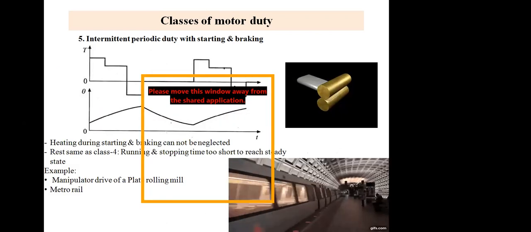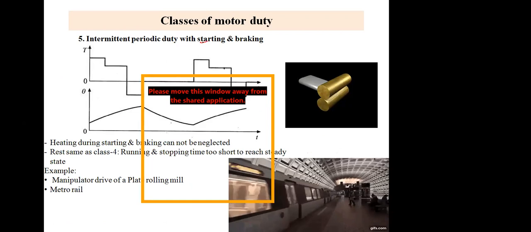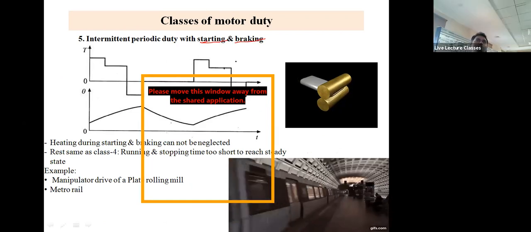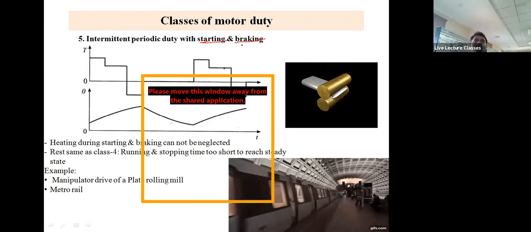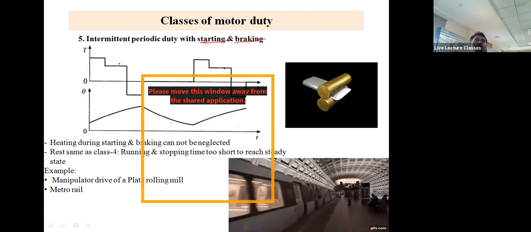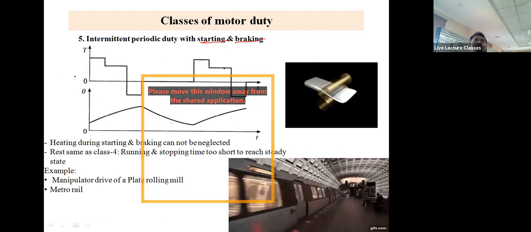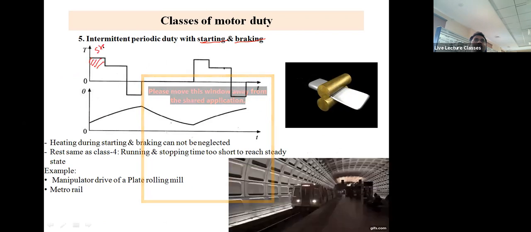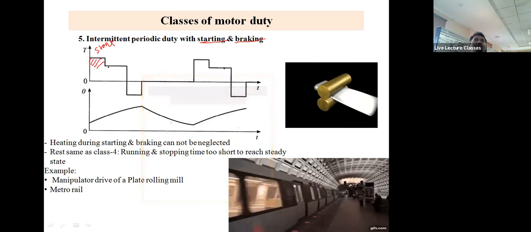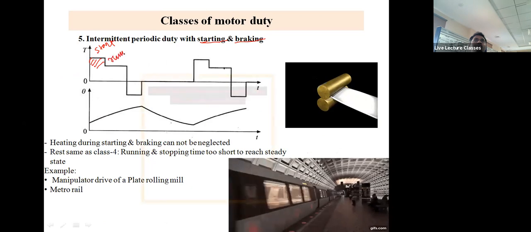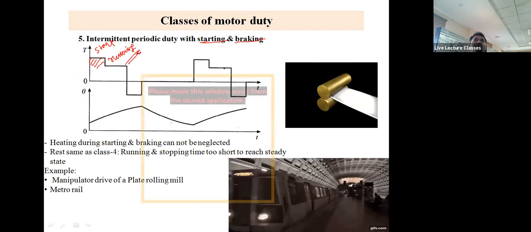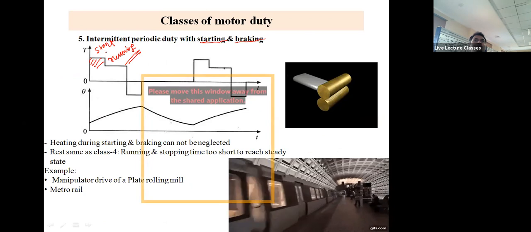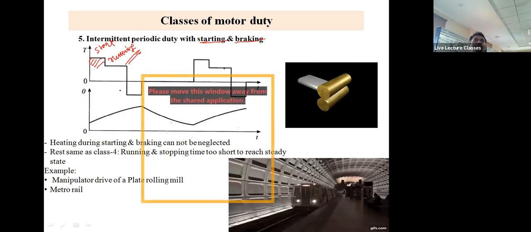Then here is the intermittent periodic duty with starting and braking also. So that's a big difference now. We have to start also and brake also. So this is the starting time. Then this is the running time. In the running time, the torque is a bit less. In the starting time, the torque is very high. And then this is the braking time.